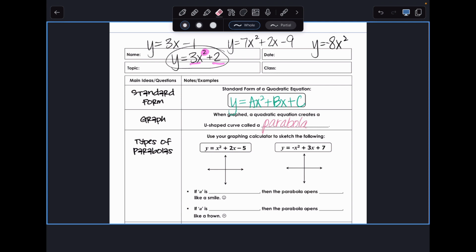Take that graph and I want you to sketch it here. It should look something like this. Why is it not working? Oh, because you have plot 2 on instead of plot 1. You should not have any plots on. Okay? All right. Are we good?